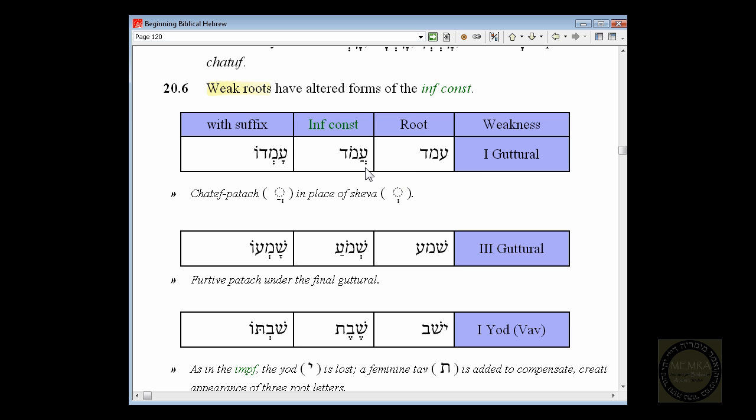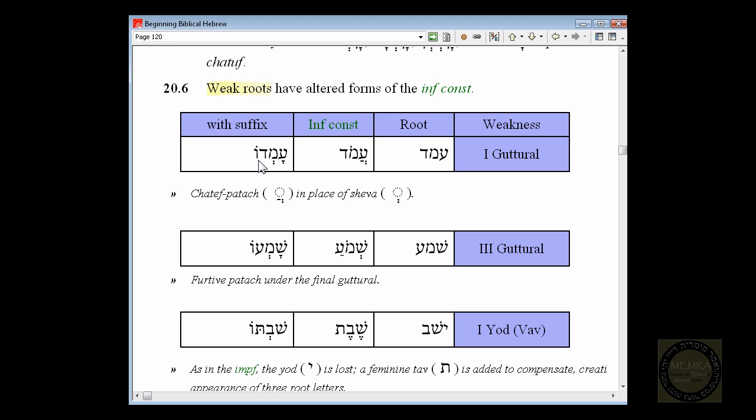What do we have here? Shva holum. That's your infinitive construct. Again, it's the consistent pattern. So it doesn't really matter that this is a compound shva. It's shva holum. You see that? Think infinitive construct. Over here, we have 3 consonants and then a suffix.